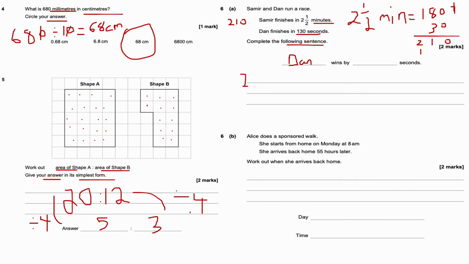And then I'm going to do 210 take away 130. Again I can use column subtraction. 0 take away 0 is 0. 1 take away 3 I can't do, so I exchange. I borrow from the hundreds column. That becomes a 1. That becomes 1 as well. 11 take away 3 is 8. And 1 take away 1 is 0.